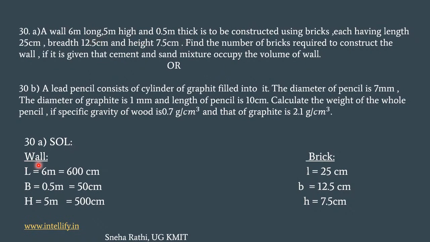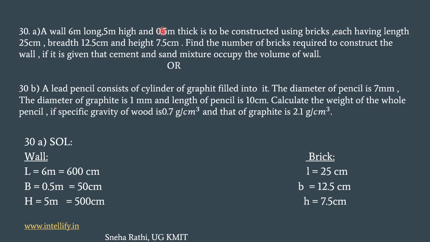First, you write down the measurements of the wall. Length is 6 meters. Convert it into centimeters because the bricks are given in centimeters, for easy calculation. So length is 600 centimeters. Breadth they gave 0.5 meter, which is 50 centimeters. 1 meter is 100 centimeters, so 6 meters will be 600 centimeters and 0.5 meters will be 50 centimeters. Height is given as 5 meters, so it will be 500 centimeters.